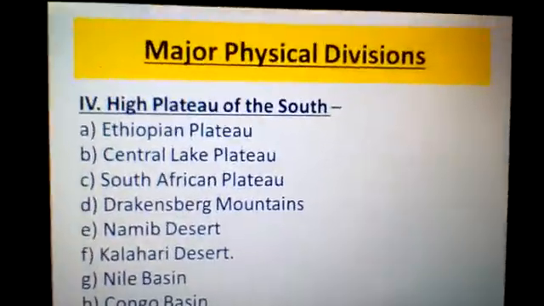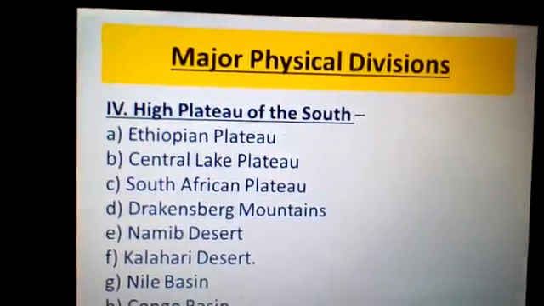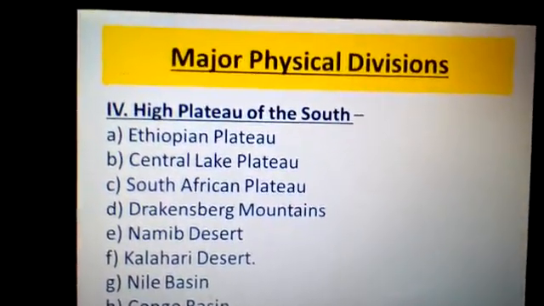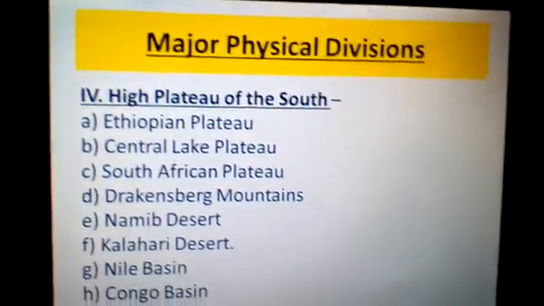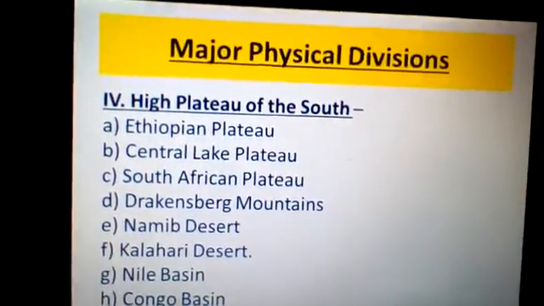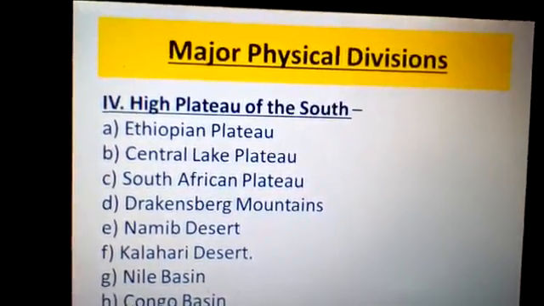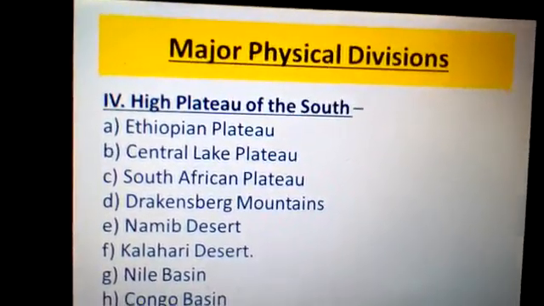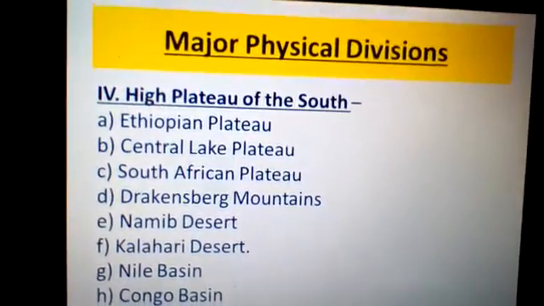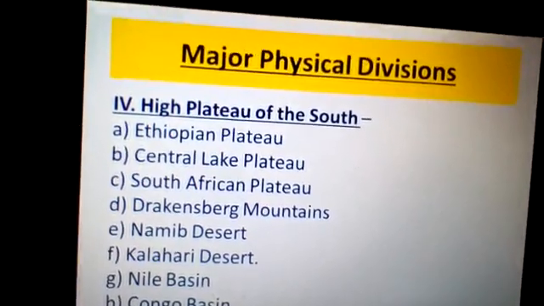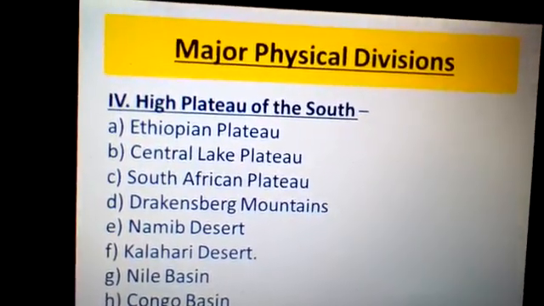So let us understand in detail. The high plateau of the south is divided into the Ethiopian or Abyssinian plateau. Now it has a second name also. Please learn the correct spelling of that. And the Central Lake Plateau. Now, this plateau ends with the Drakensberg mountain, which forms the high eastern edge of the plateau.